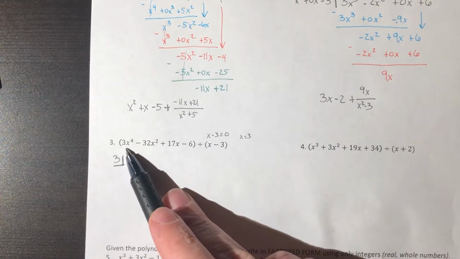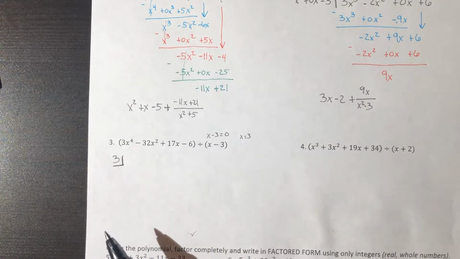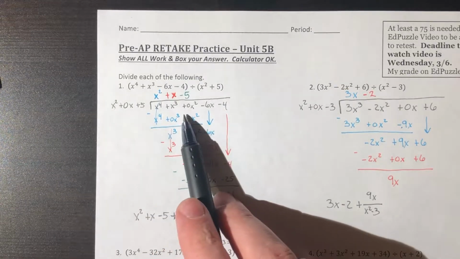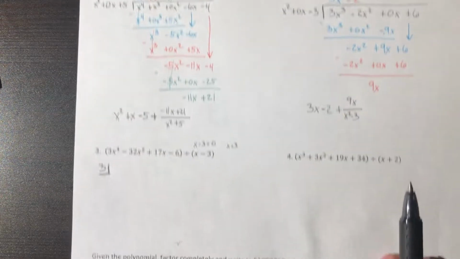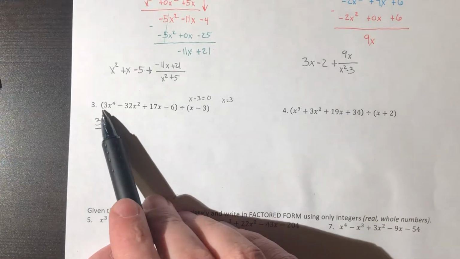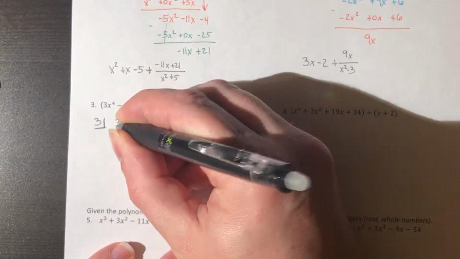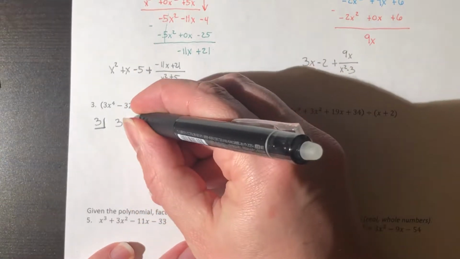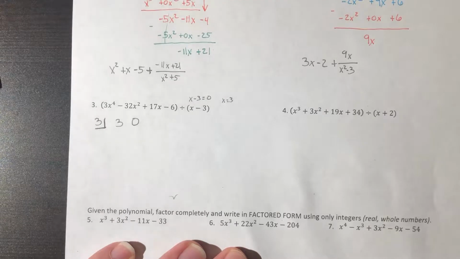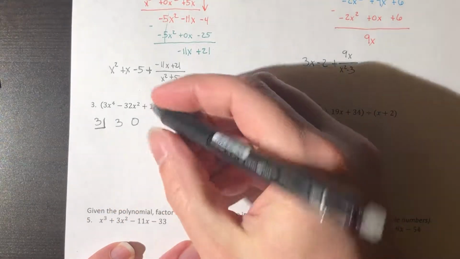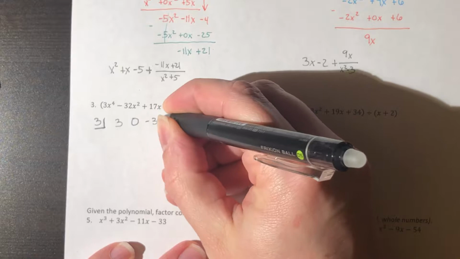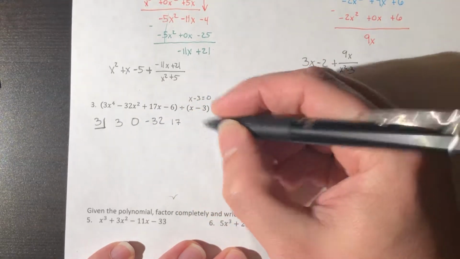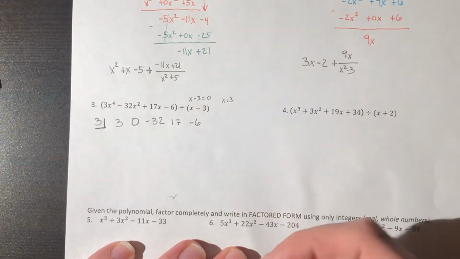And then I list the coefficients going down. Again, just like I did with long division up here, using a 0 anytime I'm missing a term. So I go from 3 x to the fourth, but then I don't have any x cubes, so I need to put a 0. And then I have negative 32 x squareds, so I put negative 32. I have 17 x's, and then negative 6.